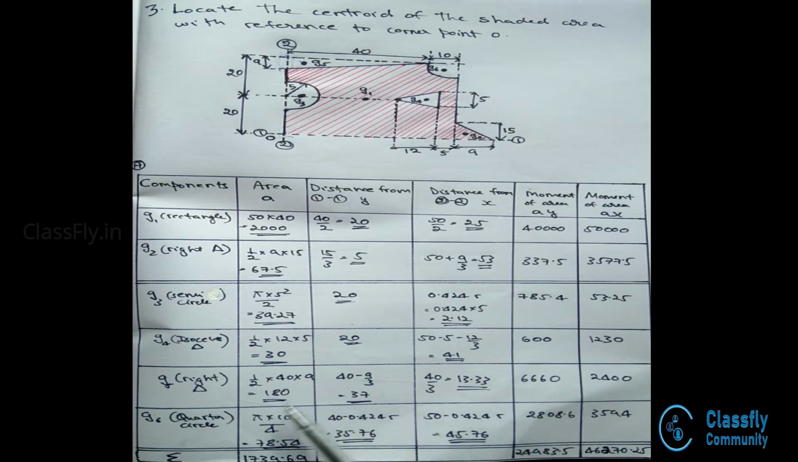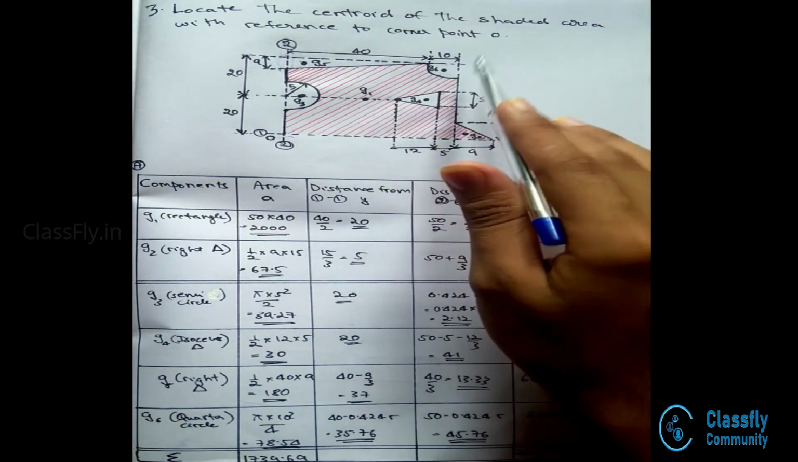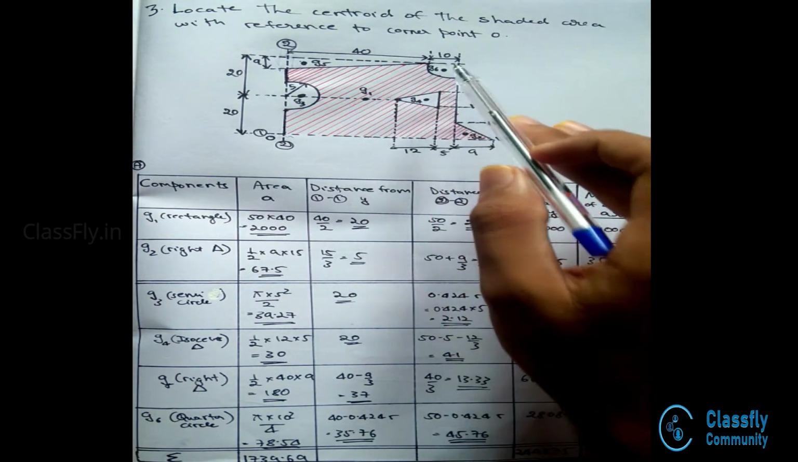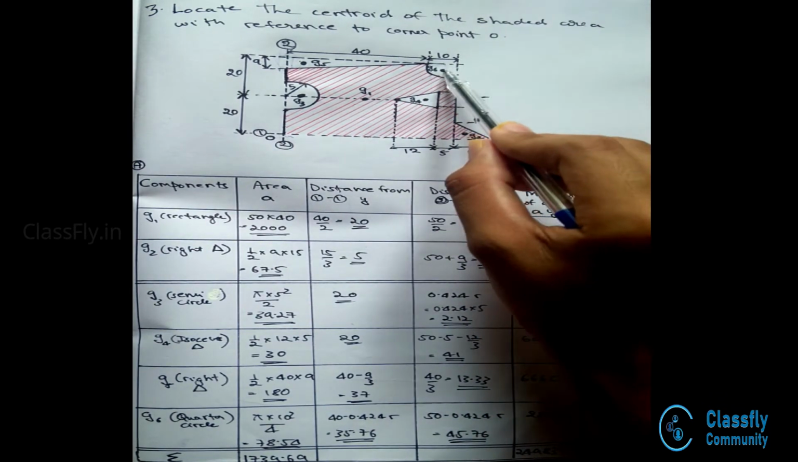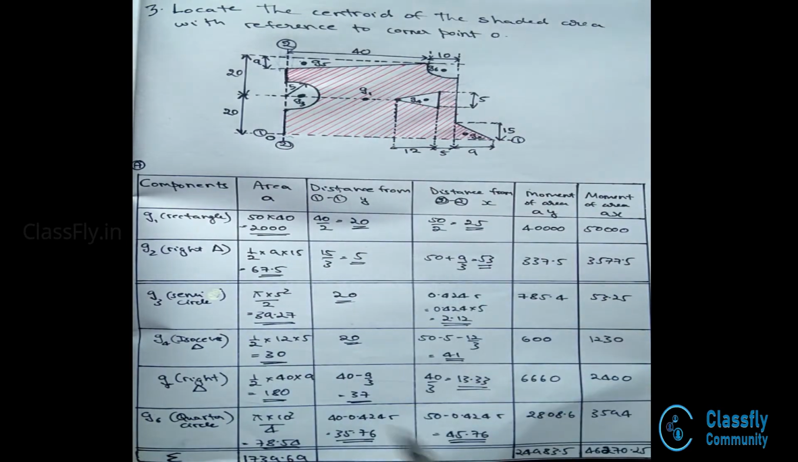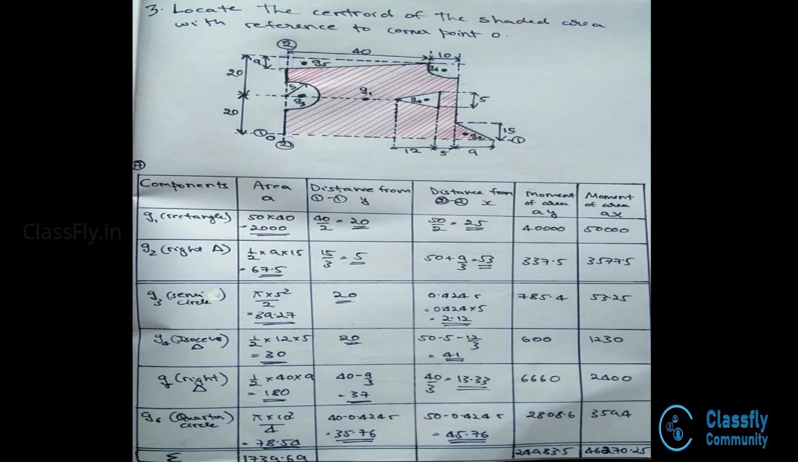Hence, AY is given by 180 into 37, that is 6660, and AX is given by 180 into 13.33, that is 2400. Last, coming to the quarter circle. Well, the area of the quarter circle is nothing but pi r square by 4, where the radius here is 10. Hence, the area will be pi into 10 square by 4, that is 78.54. Now, the centroid distance with respect to the 1 1 axis is nothing but the total distance 40 minus the centroid distance from this axis. Hence, this will be 40 minus the centroid distance, that is 0.424 r. Hence, this will result in 35.76.